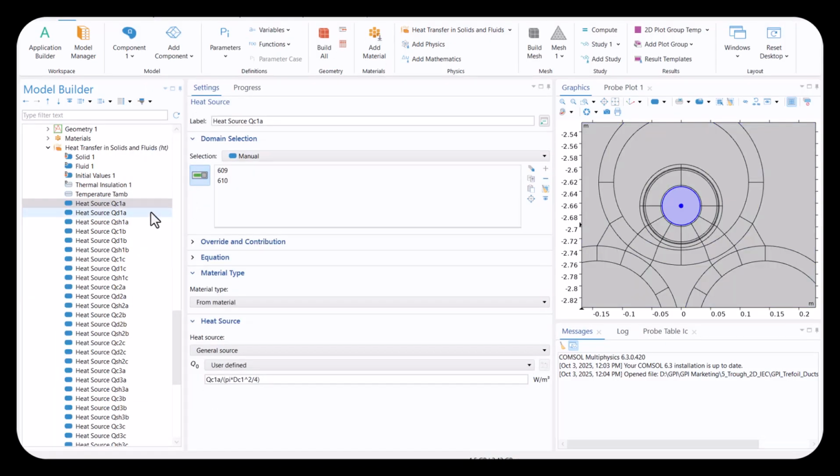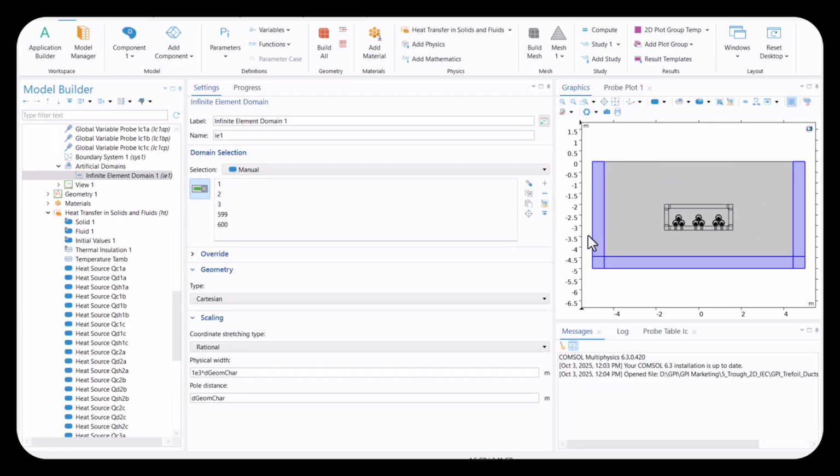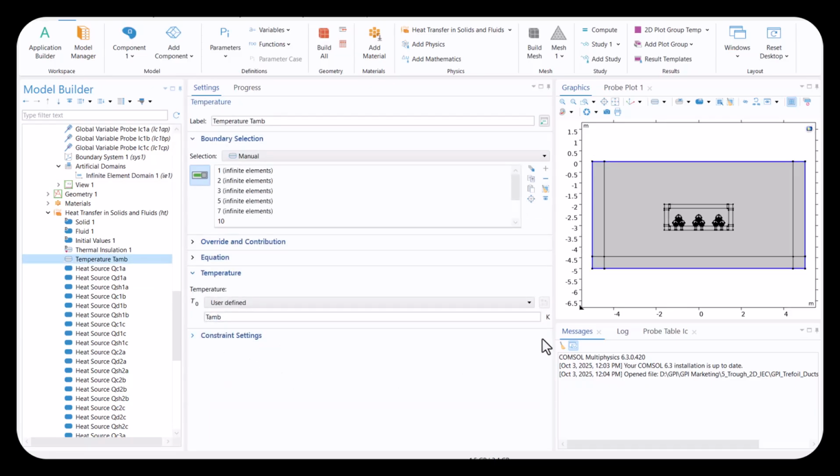Here, the heat sources are applied volumetrically to the conductor, insulation and screens, and the sheath. Infinite element domains are applied to the sides and bottom exterior soil domains, and ambient temperature of 40 degrees Celsius is applied to all exterior boundaries.